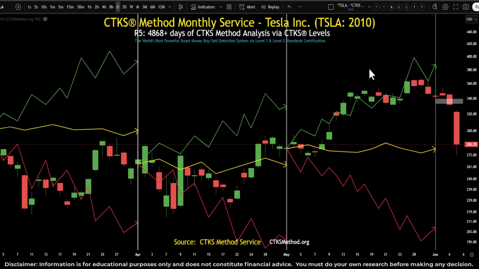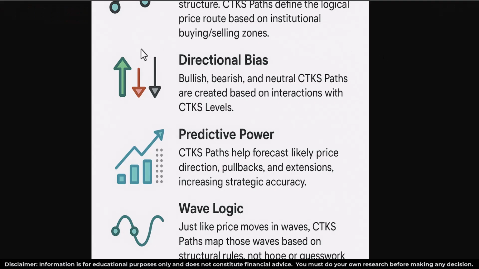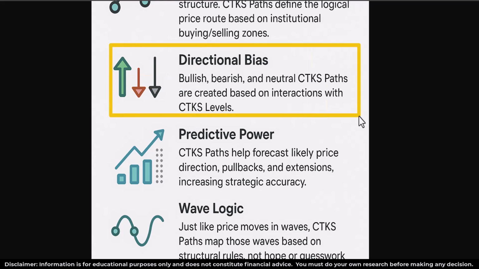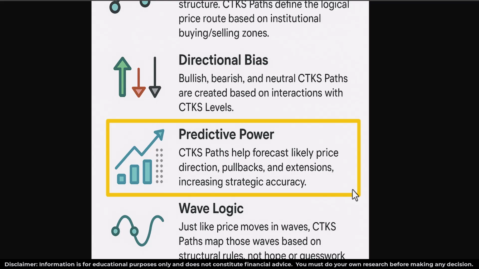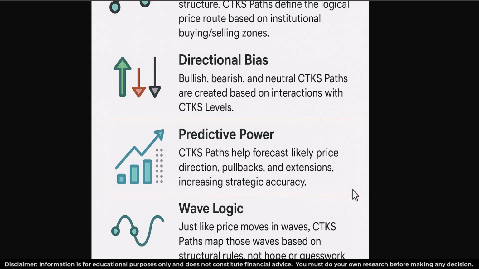And the structural paths should be done at the start of the month. Just draw them up and don't change them. You draw the structural levels based on CTKS structure, so it makes your predictive power much, much greater. You're less likely to get caught on the wrong foot. And the thing to always remember, it's the interaction with the CTKS levels that is your key.